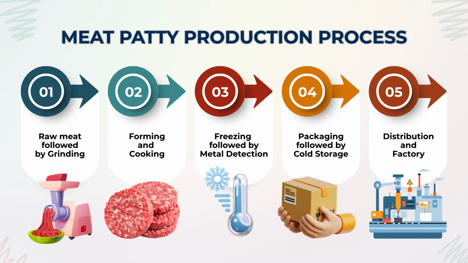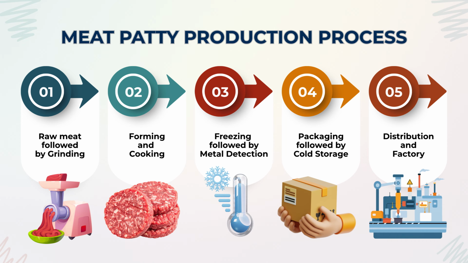Here is our complete production flow diagram. Raw meat first goes through grinding, then forming and cooking, followed by freezing and metal detection, then packaging and cold storage, and finally distribution. Notice how each stage connects to the next.